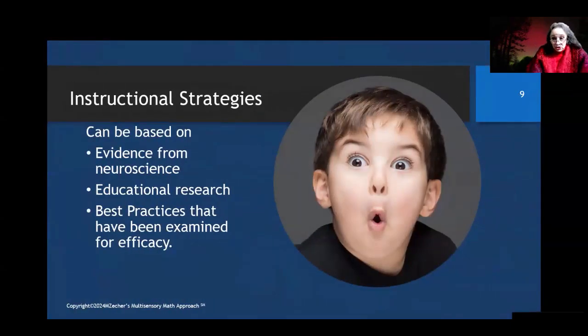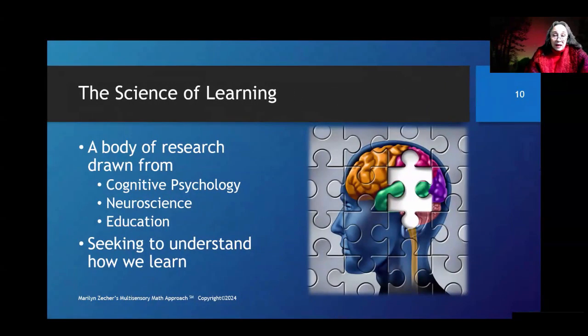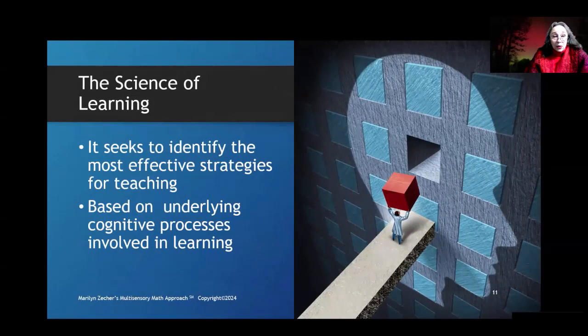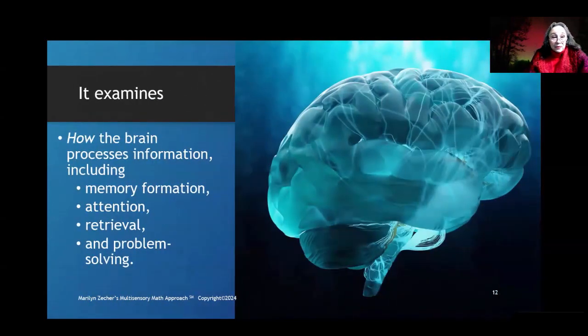So our instructional strategies can be evidence-based. They can come from neuroscience, educational research, best practices in math education. We have to look at the efficacy of what we're using. I'm going to start first with the science of learning, the body of research that comes from three fields: cognitive psychology, neuroscience, and education. We always want to learn how the brain processes information. We want to identify the most effective strategies for teaching based on the underlying cognitive processes involved in learning.